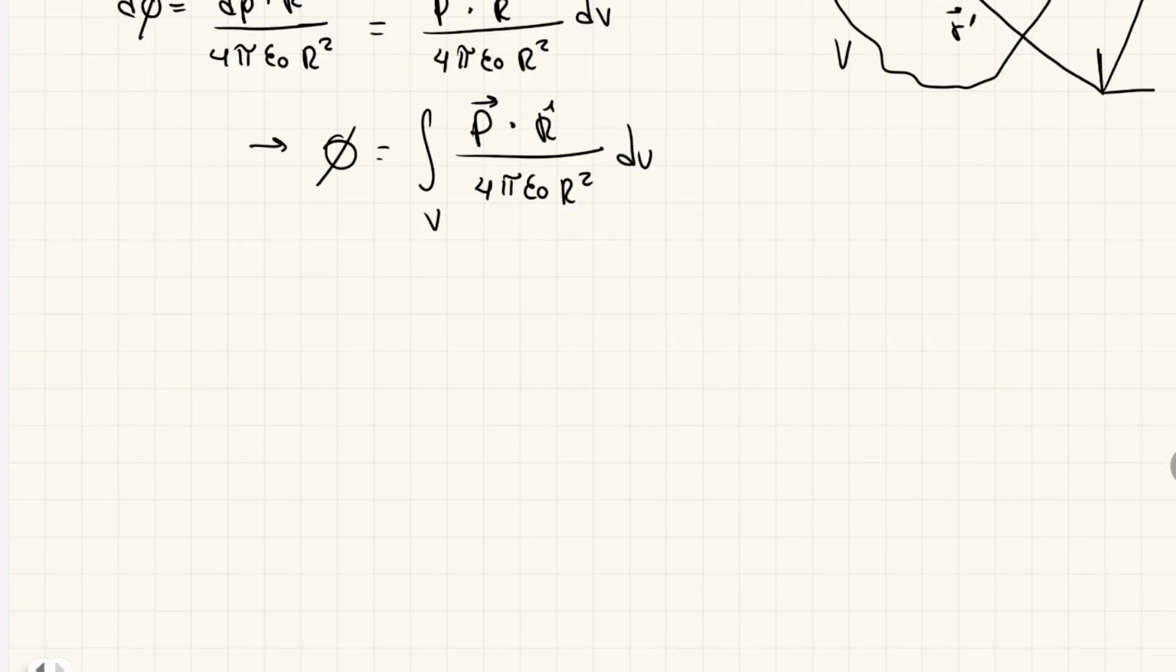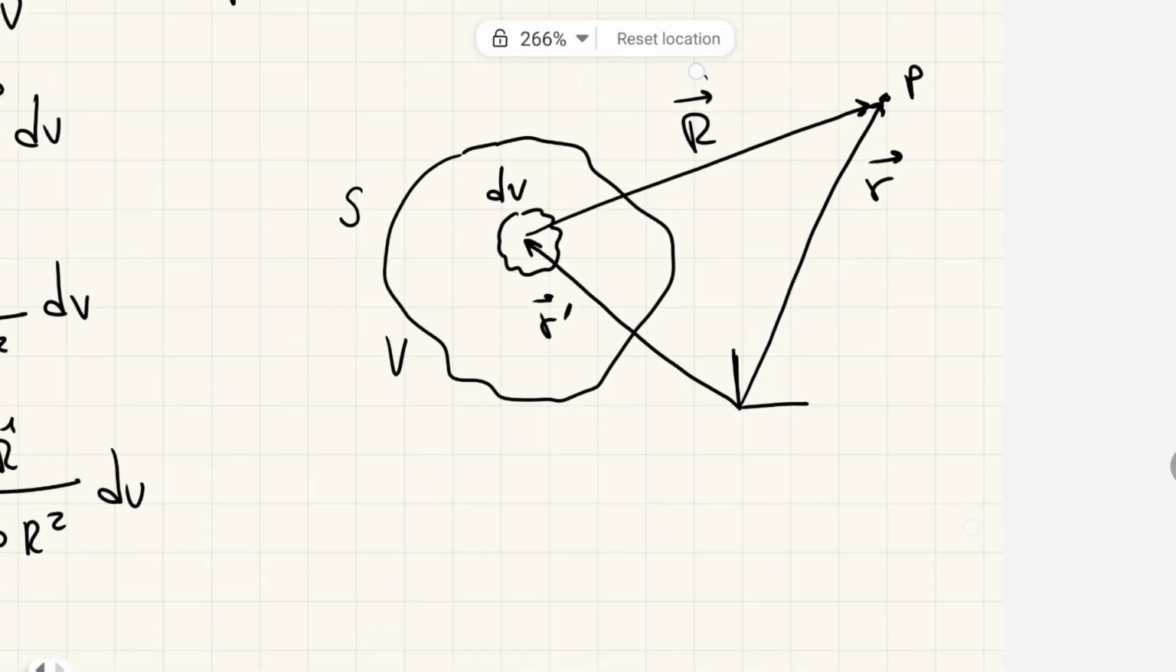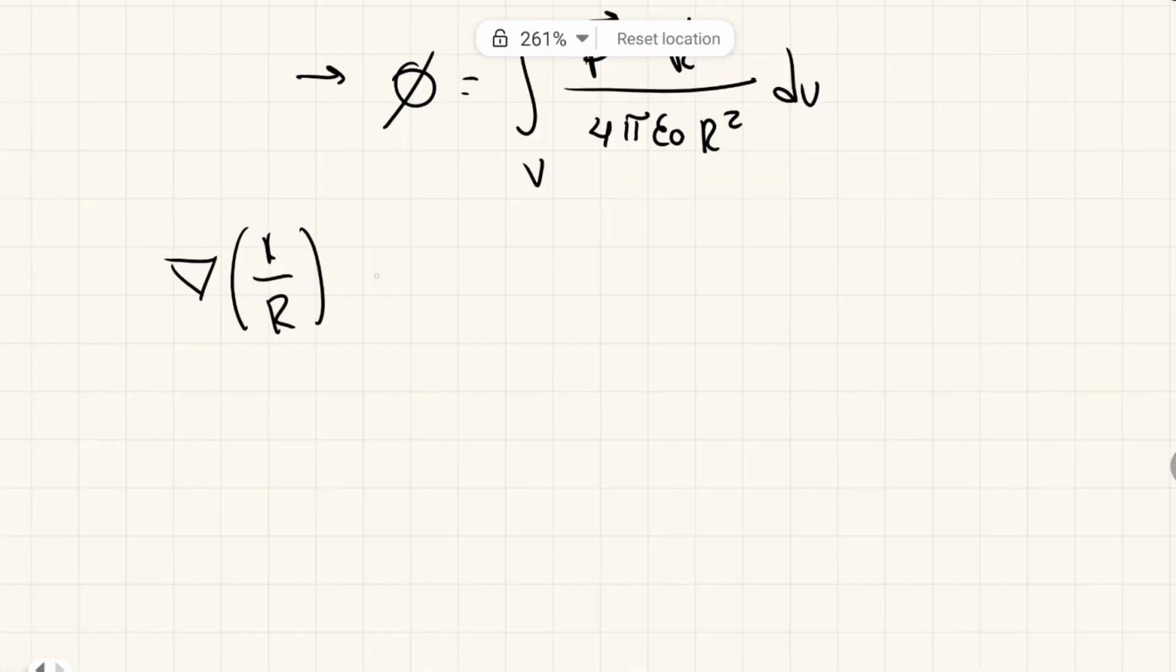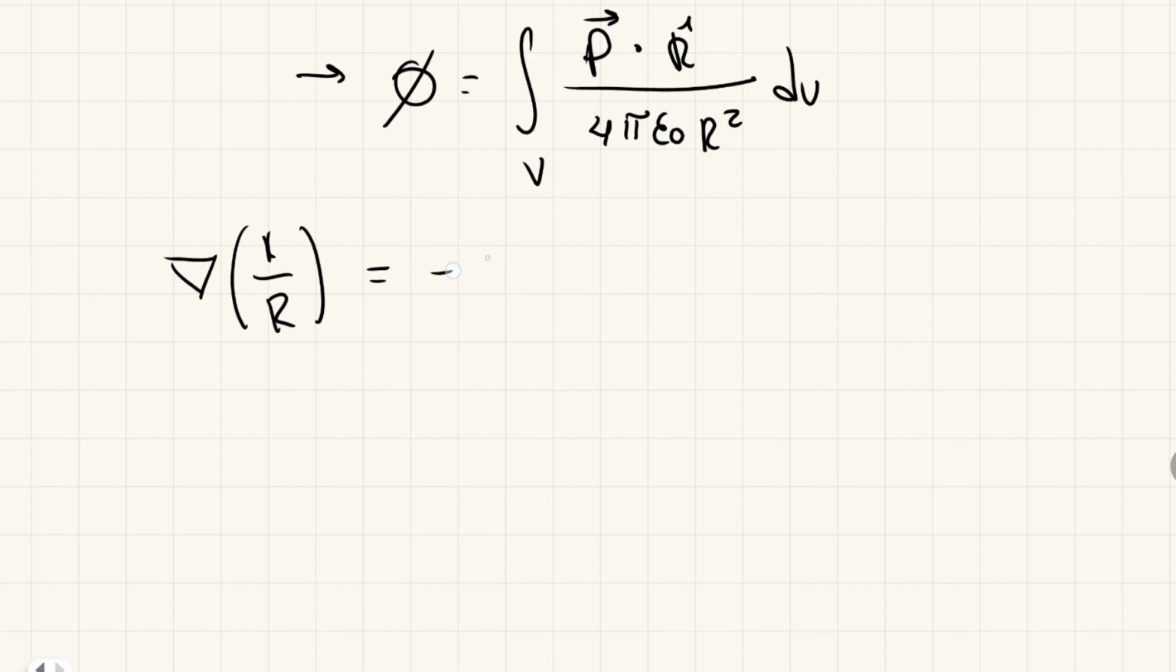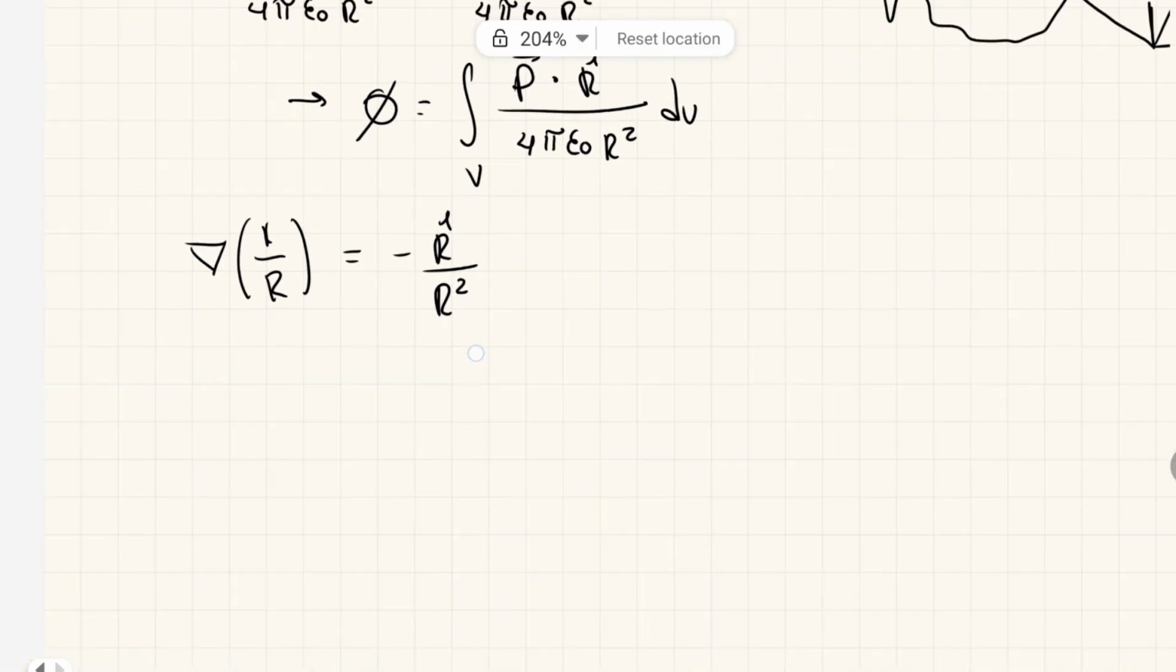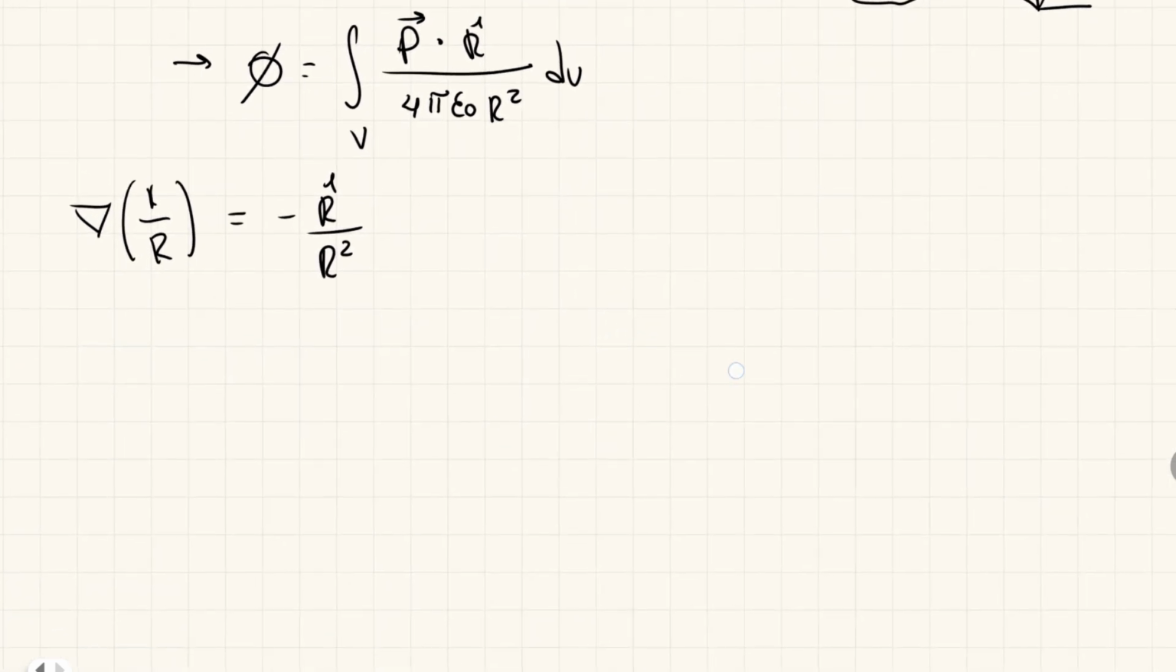Okay, and well, we are going to use a very famous formula that for now we are not going to show, but I'm going to write it here. It's the one that says that the gradient of 1 over r, where r of course is the magnitude of this vector here, is equal to negative unit r over r squared. We are going to use that formula, that for now, again, we are not going to show.